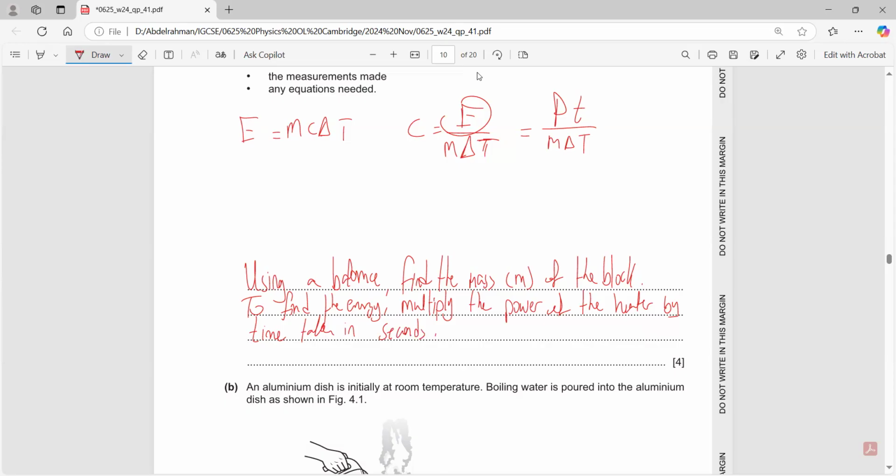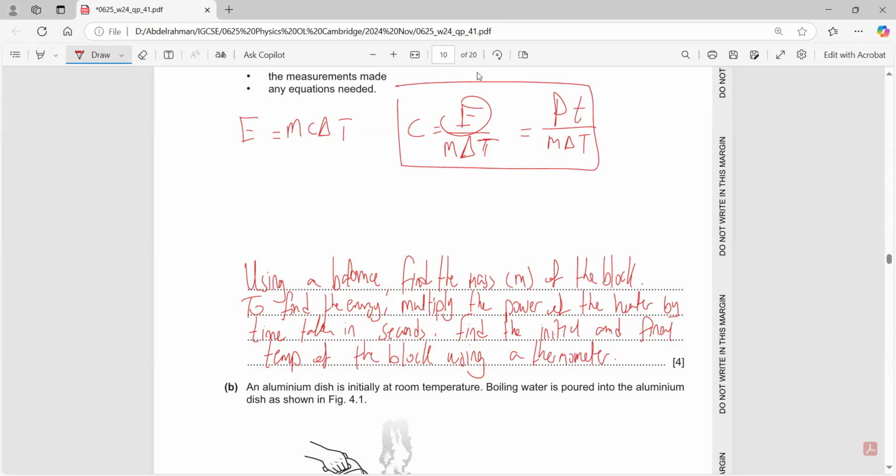And then to find the change in temperature, delta T, find the initial and final temperatures of the block using a thermometer. And then you have to write down the equation: C equals E over m delta T. I've written it down in this space. You can write it down on the dotted lines if you'd like.